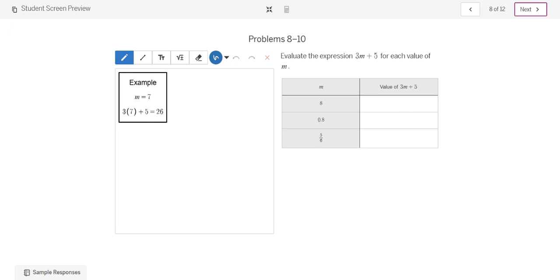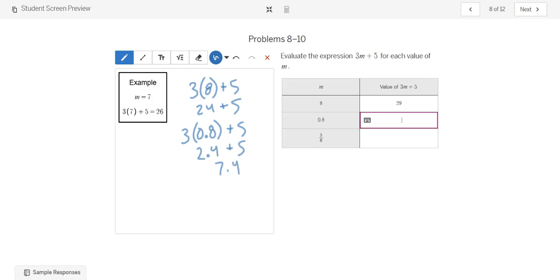In this situation, I'm going to have 3 times 8 plus 5. So I've got 24 plus 5 is 29. The next one, 0.8. You can't just move the decimal point over 1 because this is 2.4 plus 5 would be 7.4. Totally different answer than the first one.